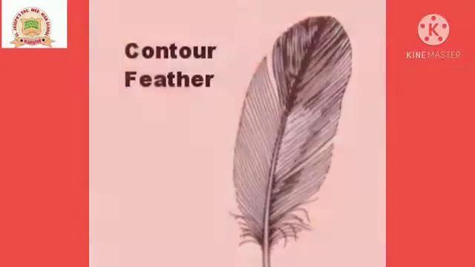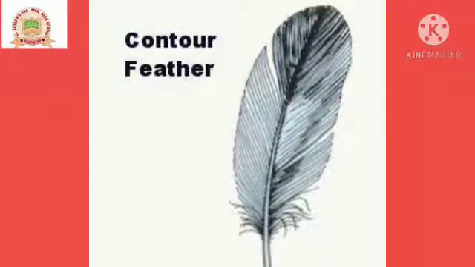Now the next one is the body feather, and the body feather is also called a contour feather. Body feathers are small, present all over the bird's body, and they give a streamlined shape to the bird's body, and they help in flying. Got it now, children? Body feathers are called contour feathers, and they are present all over the body, and they are bigger than down feathers.